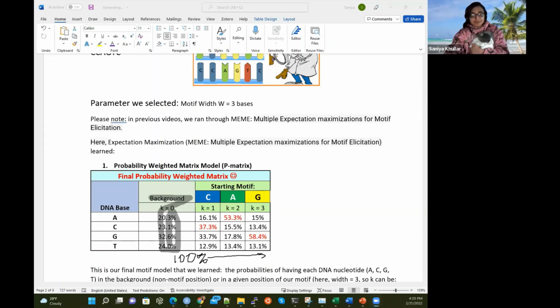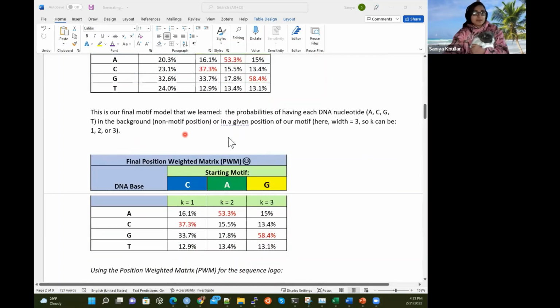That's how to interpret what they are here. So basically, what we had gotten then is we learned this final position weighted matrix here. I just got rid of the background because we only cared about a given position of our motif. K could be 1, 2, or 3 because our motif width is 3 here. So from this final position weighted matrix, we expect C being a bit more, A being the highest here, and G being the highest here, corresponding to C, A, and G.